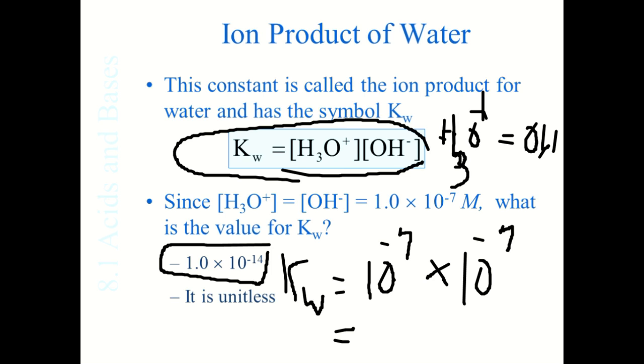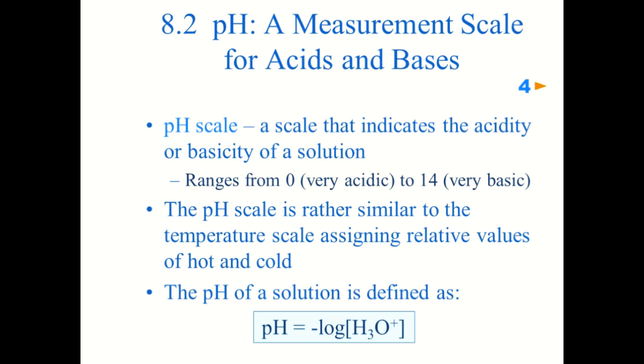Do you see how they got it? So that's what we're going to assume the Kw is: 10 to the negative 14. It's a constant. We will always know this number. So that's the first one you need to keep.